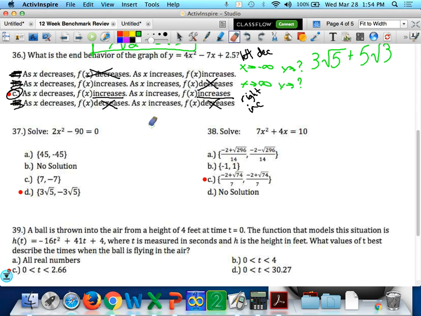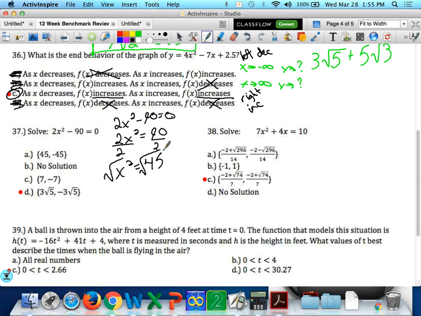37 is another really good problem that can be done a lot of different ways. Me personally, when I look at this problem, it jumps off the page to me as being a square root method problem because there's only a quadratic term. There's no x term, no linear term. To do this as a square root problem just means I've got to isolate the x squared piece and then square root both sides. So I've got 2x squared minus 90 equals 0. That's going to be 2x squared equals 90 because I add 90 to both sides. Positive 90 cancels here and turns up over here. Divide by 2, get x squared equals 45.